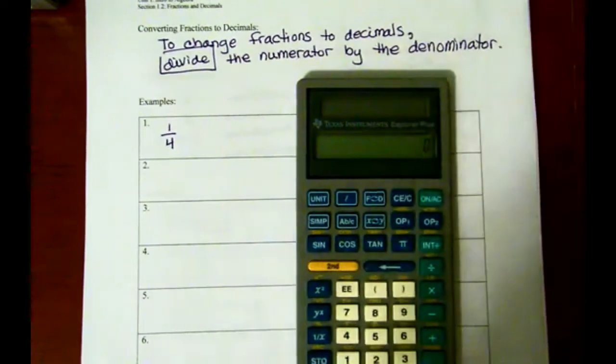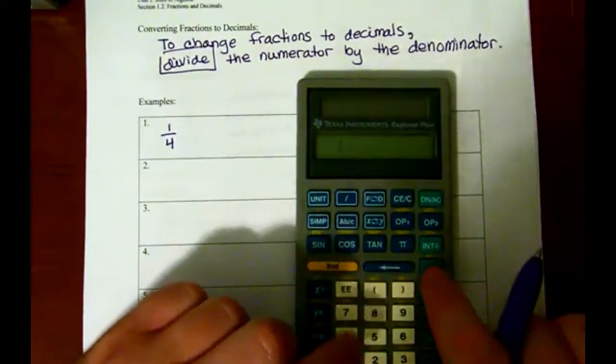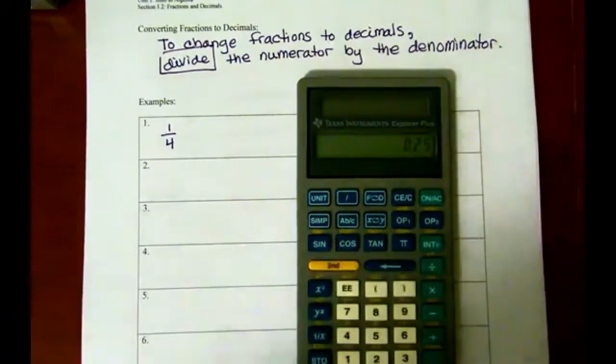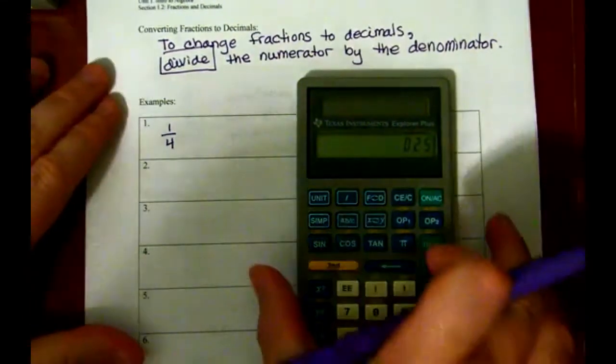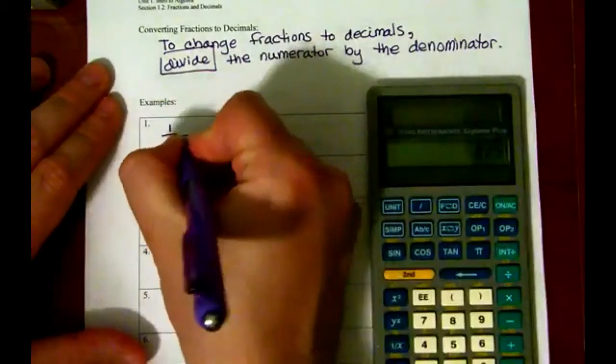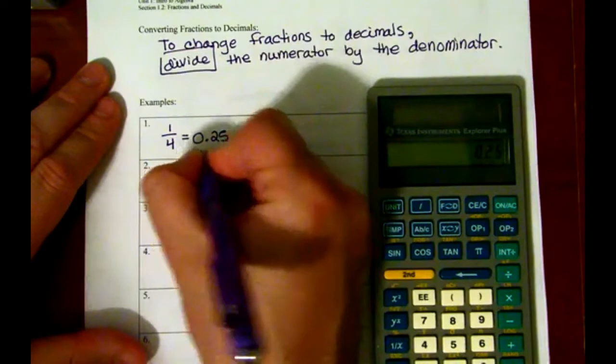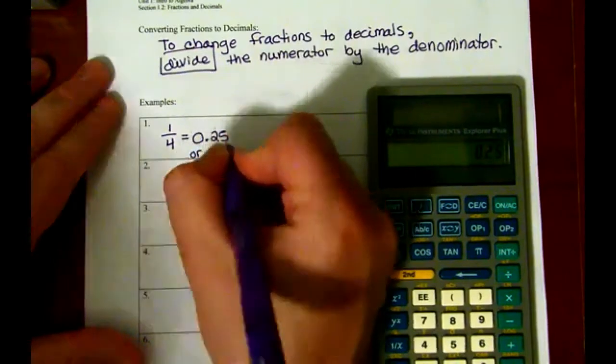And let's see what we can do. 1/4. 1 divided by 4 on the calculator should give me 0.25. I'm going to write this as 0.25. Or I suppose you could also just say 0.25. Either one.